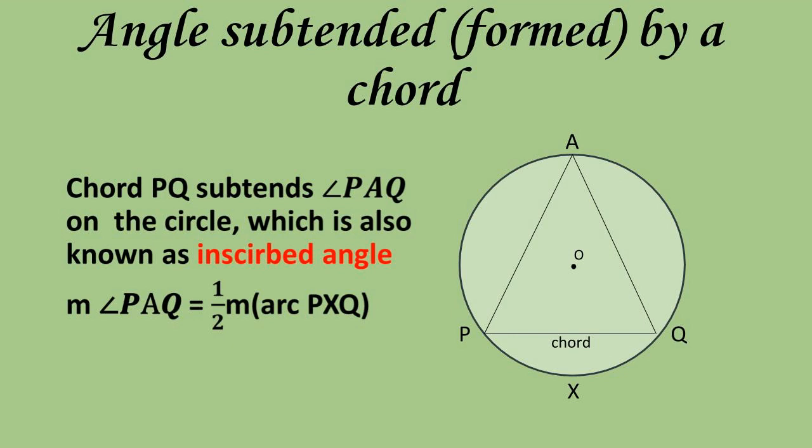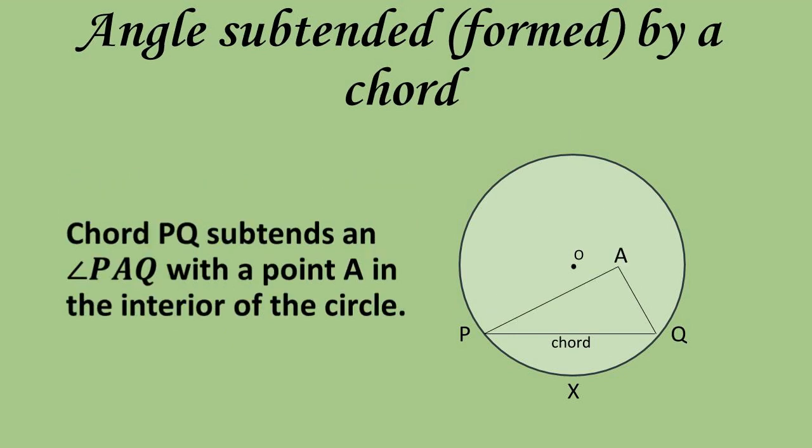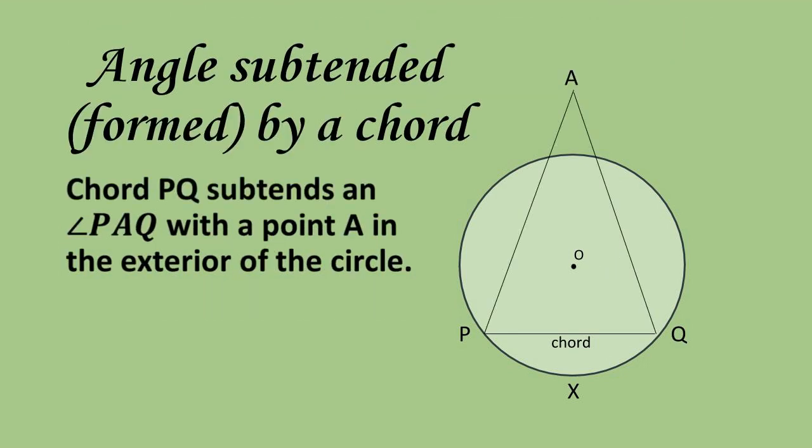Moving ahead, if point A lies randomly inside a circle, in the interior of the circle, we can say that chord PQ subtends an angle PAQ with a point in the interior of the circle. And if the same point A lies outside, in the exterior of the circle, we can say chord PQ subtends an angle PAQ with a point A in the exterior of the circle.